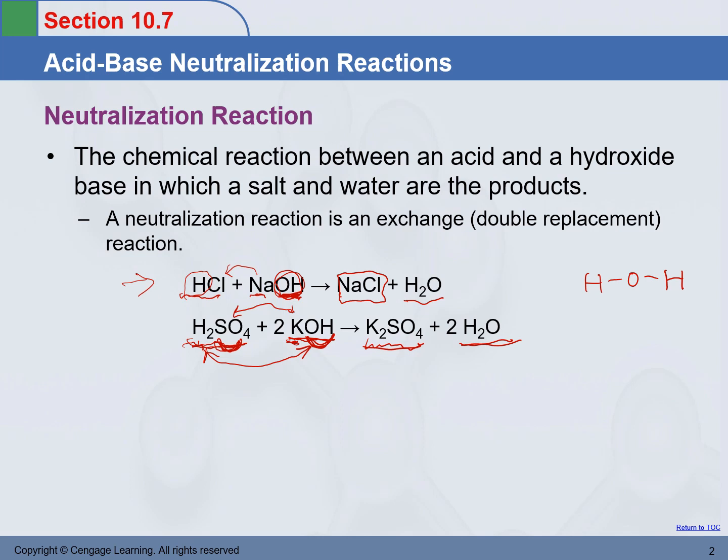I see. A neutralization reaction is an exchange or double replacement reaction. Okay, we know that. It makes sense. It indeed is.